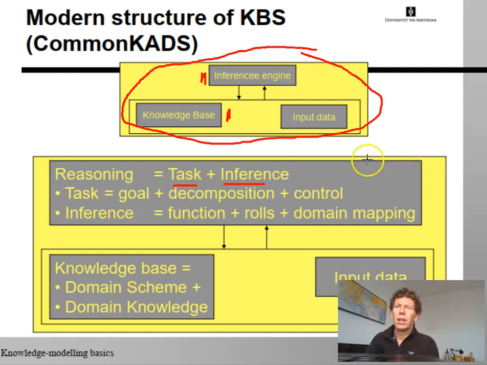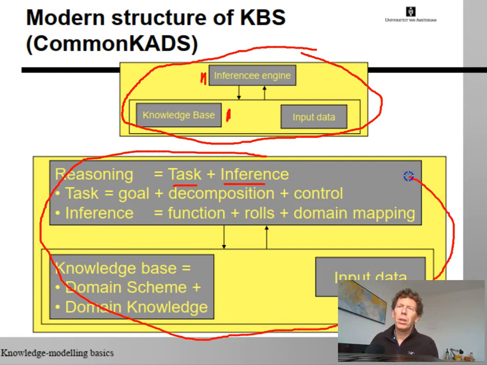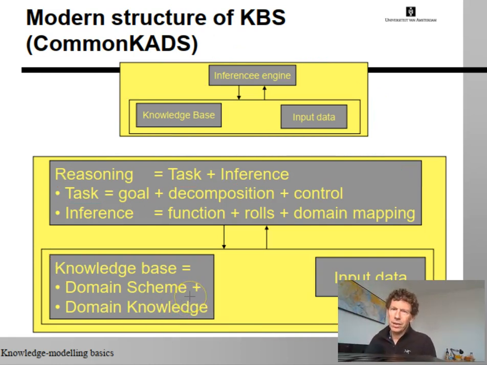So you see here in large the same picture as you see above in small, except that the inference engine has now been split up into two parts, a task layer and an inference layer. And similarly, the knowledge base has been split up into separate parts, a domain scheme and the actual domain knowledge. So the bottom picture is the modern picture about the structure of knowledge-based systems, and it's a refinement of the classical picture of the structure of knowledge-based systems.